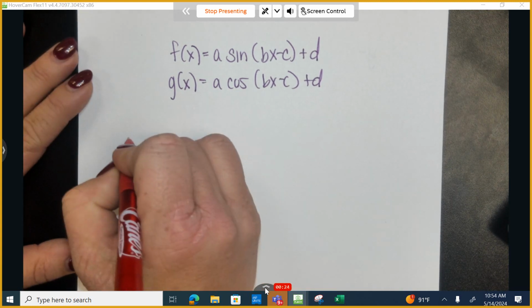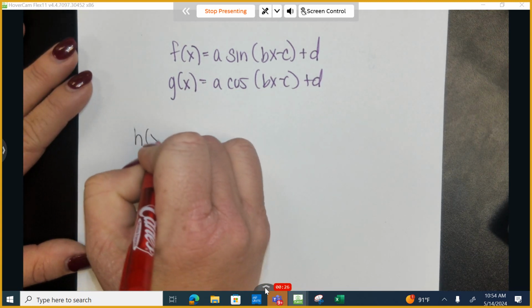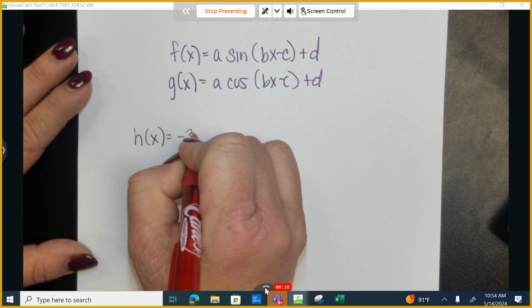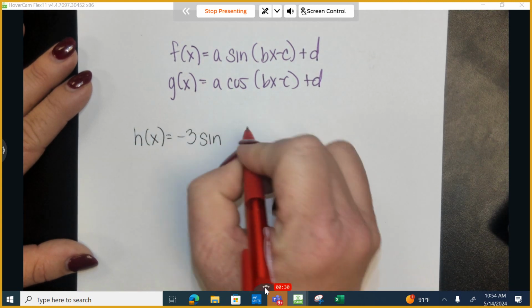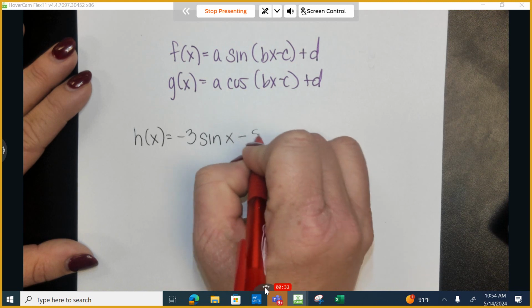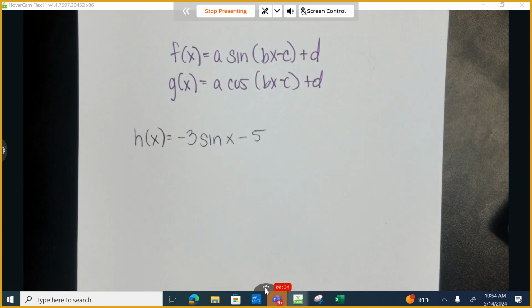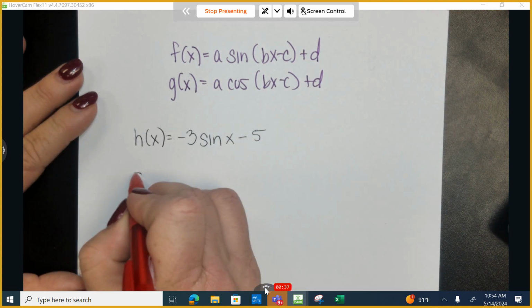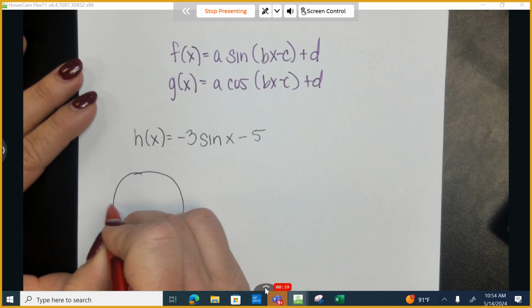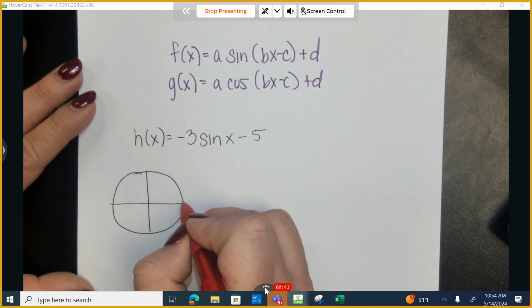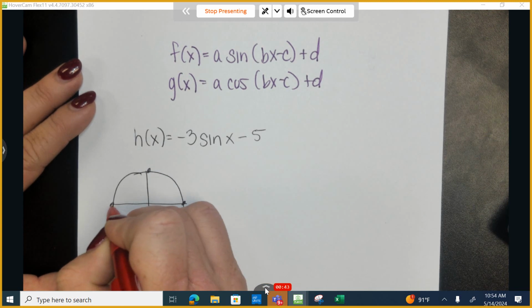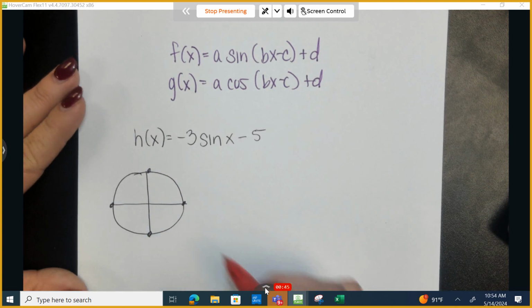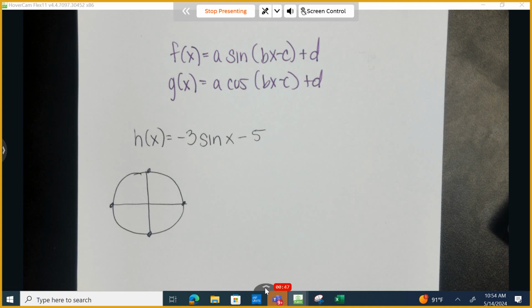Please do me a favor. Let's write down example number 1 together. H of x equals -3 sine of x minus 5. Now off to the side, I want you to make a very small unit circle, and let's identify the points that would be at 0 degrees, 90 degrees, 180, 270, and 360.